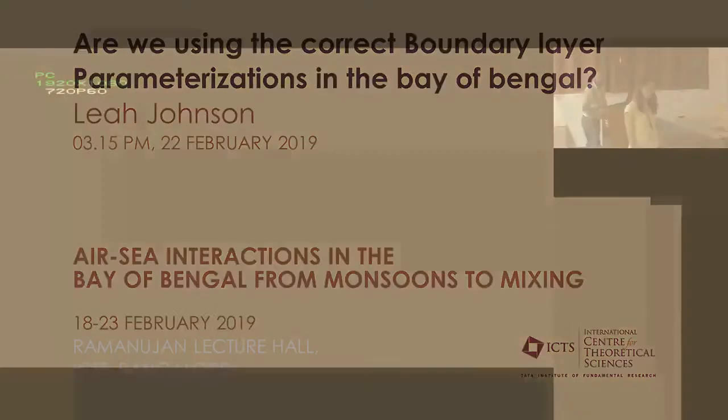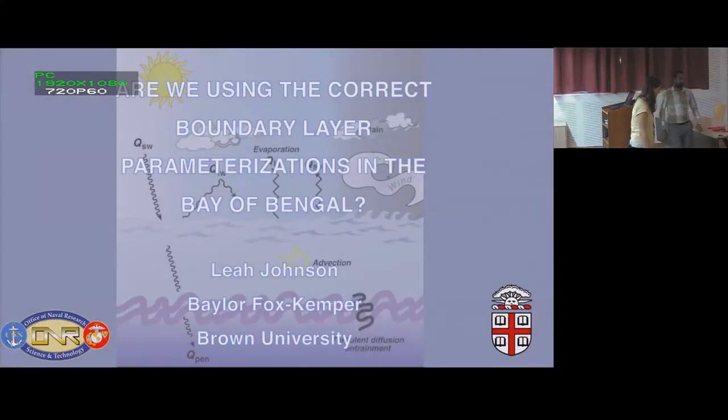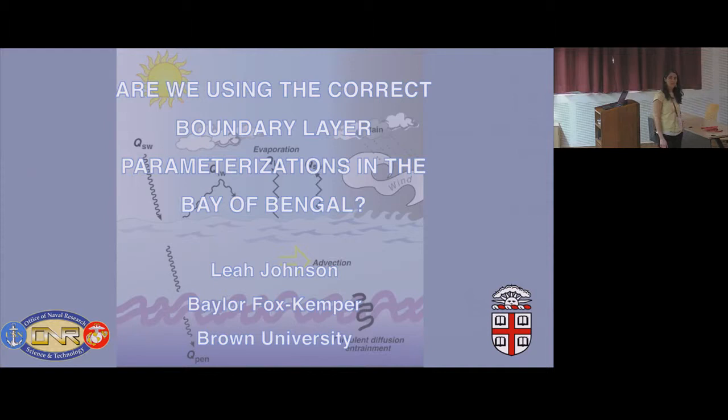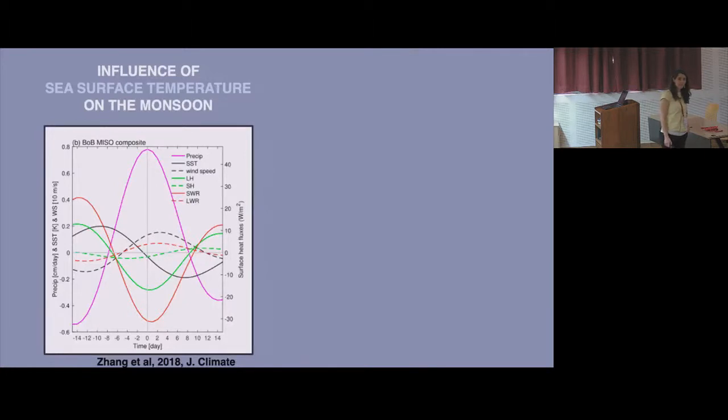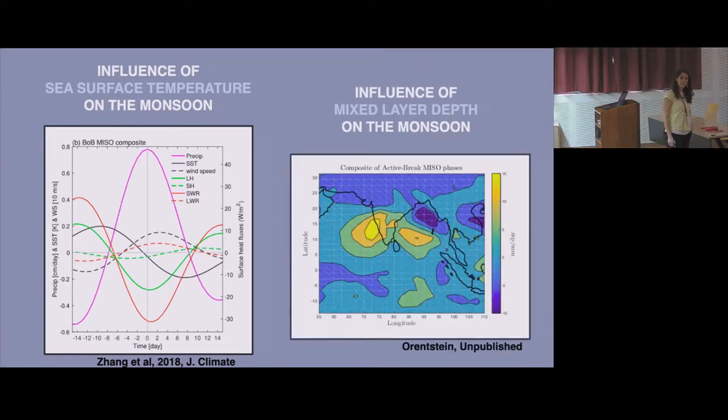Right? So this is more of a question about, are we using the correct boundary layer parameterizations in the Bay of Bengal? And so for motivation, I'm going to start with this image that we saw earlier today from Eric's talk from Zhang et al., which shows a quadrature relationship between SST and precipitation, highlighting the role of air-sea interaction in the MISO. And then also, this is a plug for a poster later on today.